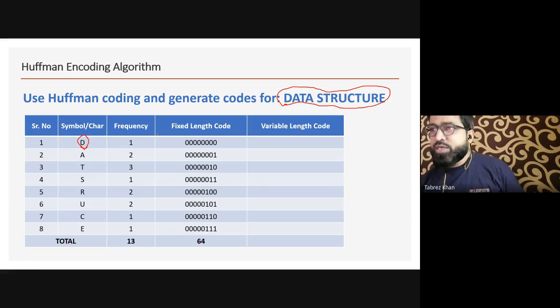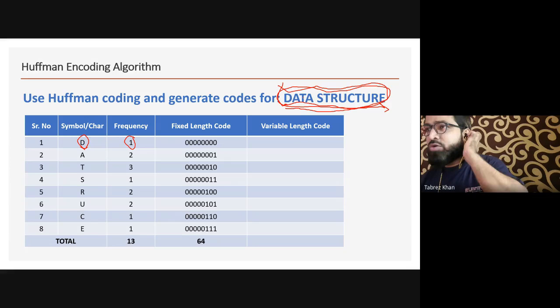How do we find the frequency? How many times D is present in this given input? That becomes my frequency. Okay, so D is occurring only once, so I am writing it as 1. The frequency of D becomes 1. Then the second character is A. We will be reading the string from left to right, starting from this D and going up to E. So first is D, occurring only once, so the frequency is 1. Second is A. A is occurring twice, 1 and then 2, so the frequency of A is 2.